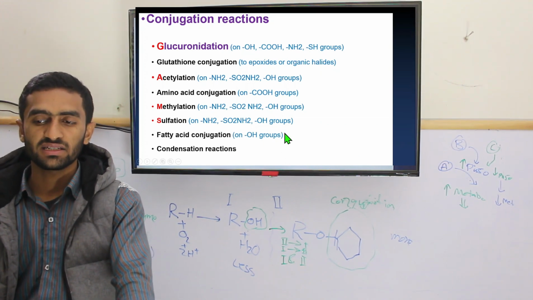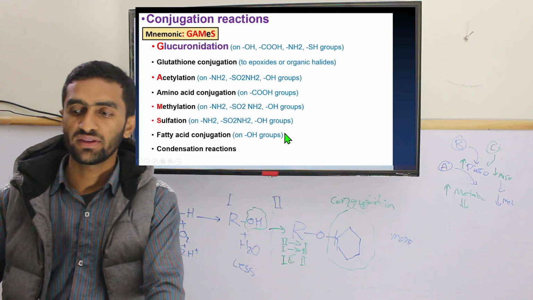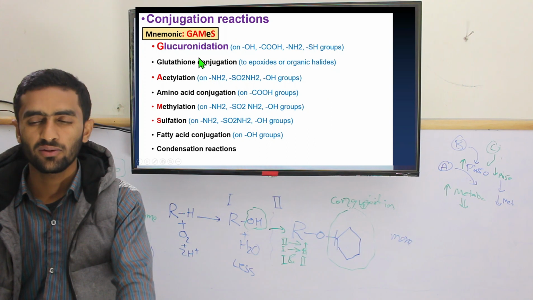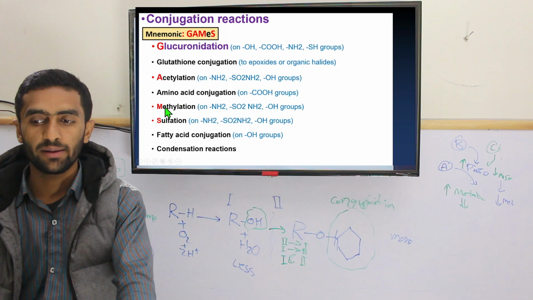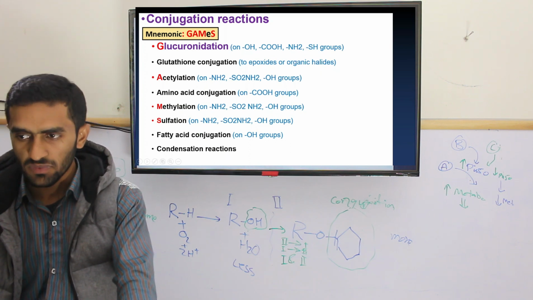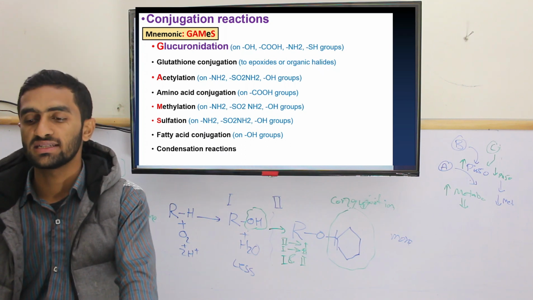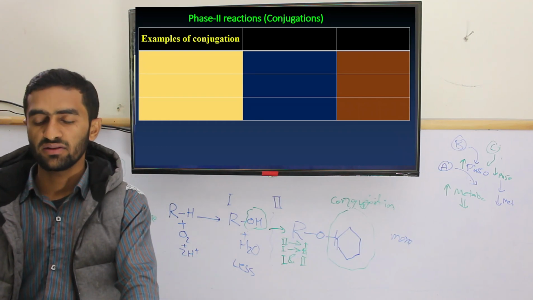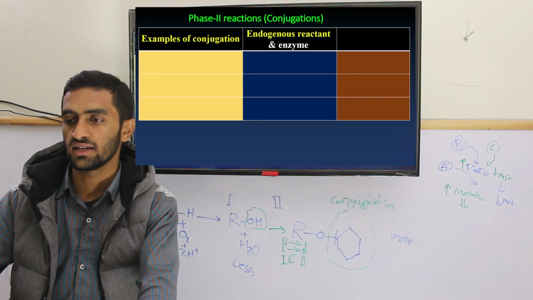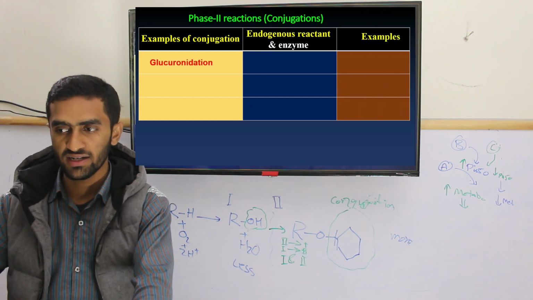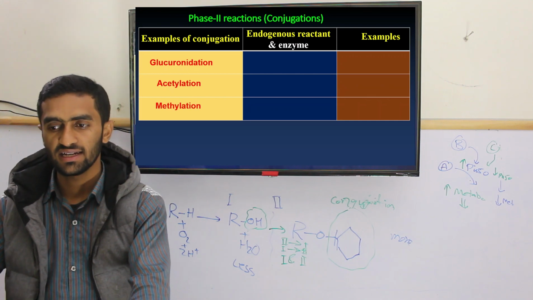To list some of them, we use a mnemonic. G represents glucuronidation or glutathione conjugation, A represents acetylation and amino acid conjugation, M represents methylation, and S represents sulfation. That lists some of the conjugation reactions. As I mentioned, examples of conjugation reactions with endogenous reactants are glucuronidation, acetylation, and methylation.